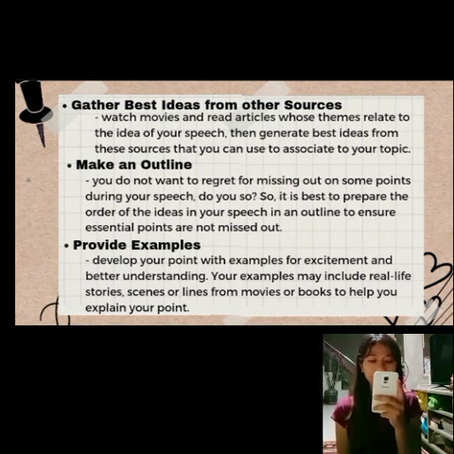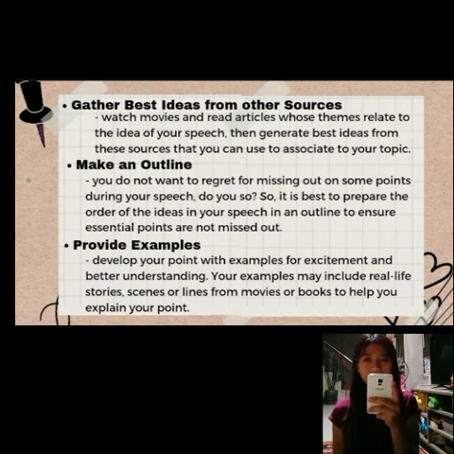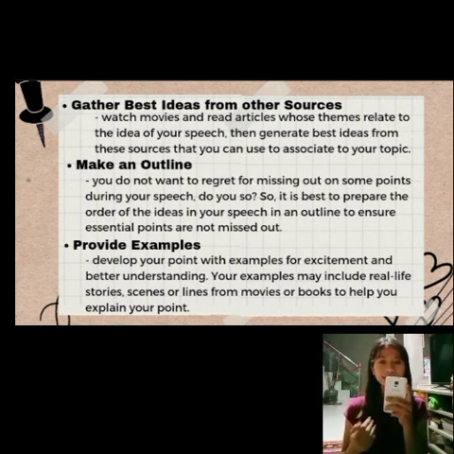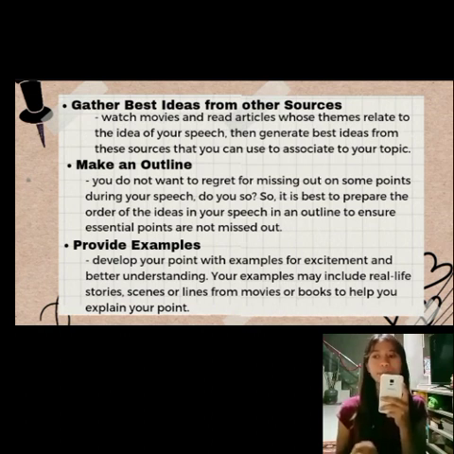Make an outline. You do not want to regret missing out on some point during your speech. So it's best to prepare the order of the ideas in your speech in an outline to ensure essential points are not missed out. If you are going to give a speech, you need to make an outline. An outline in Tagalog is balangkas, so you don't get lost in your speech. That's why preparing an outline is the best way when you're going to give a speech.